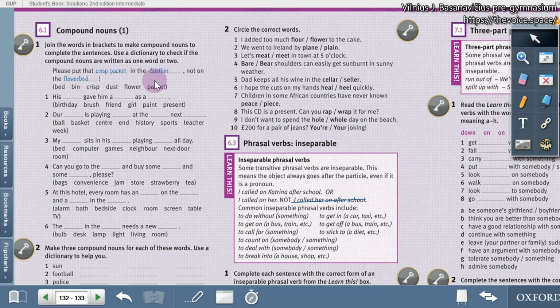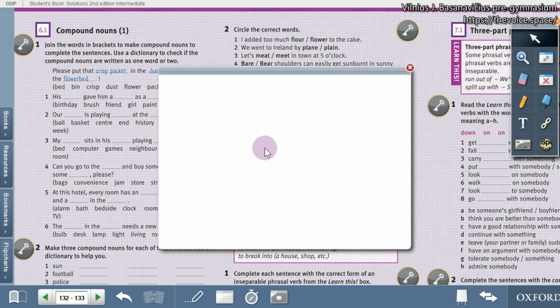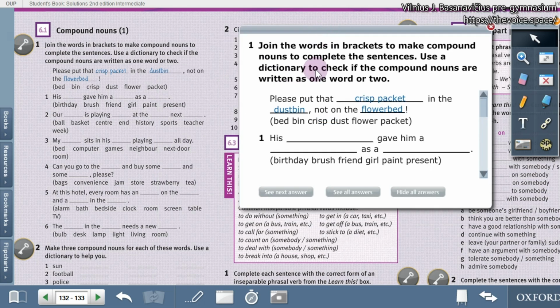So we have 6 sentences and we have an example as well. So the principle of doing this is you need to read the words in the brackets. For example, bed, bin, crisp, dust, flower, and packet. And we need to form a sentence out of it. Please put the crisp packet in the dustbin, not on the flower bed. So exercise 1, the sentence 1 should sound like that.